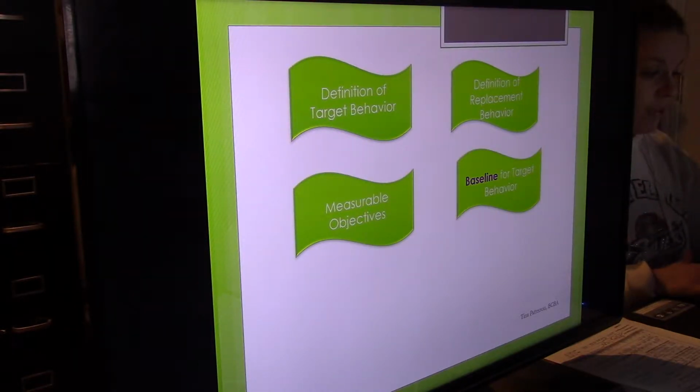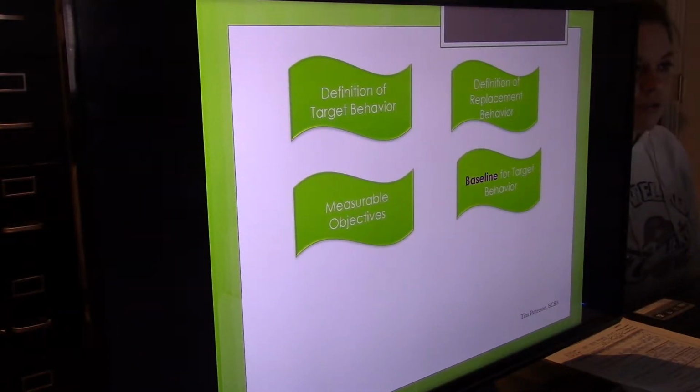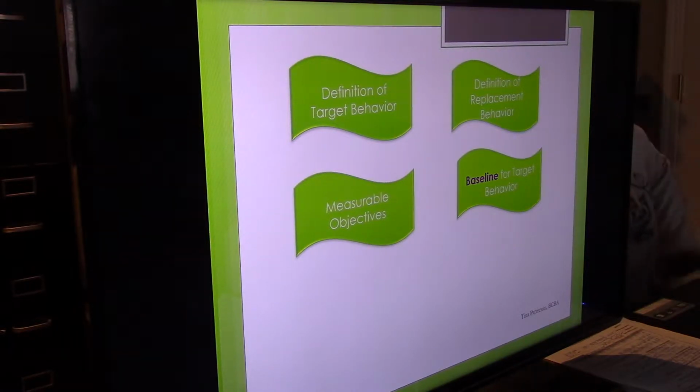The baseline for the target behavior, that's your missing word, baseline. I need to know where they're starting from. How long can somebody literally sit still at their table and engage in work?